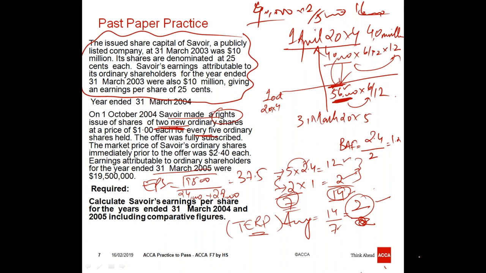How to calculate 24,000? There is no 24,000 here. Okay, 24,000. 24,000 is here. 40,000 is 6 upon 12 into 1.2.